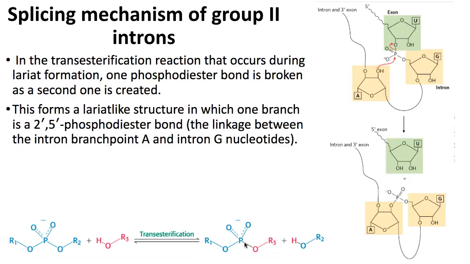And this is the same sort of splicing mechanism, just to notate where you have that free hydroxyl group that does a nucleophilic attack on the phosphodiester bond, thus releasing the introns.